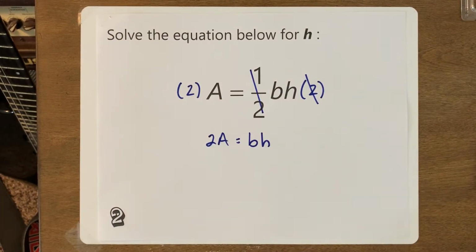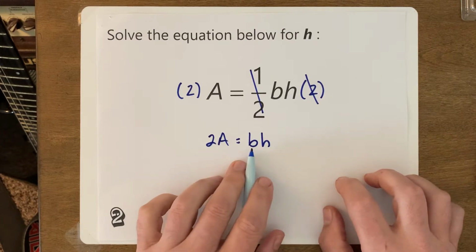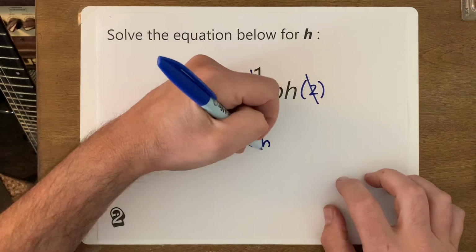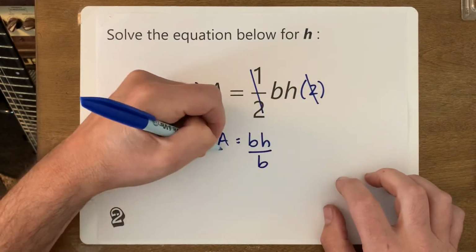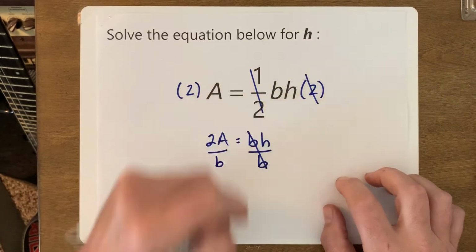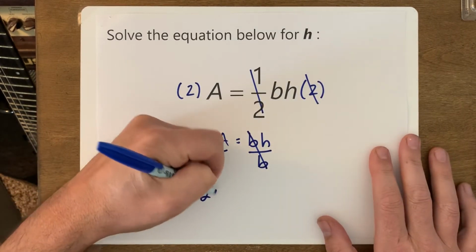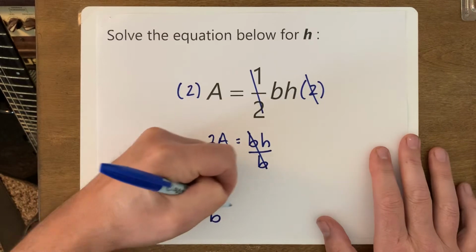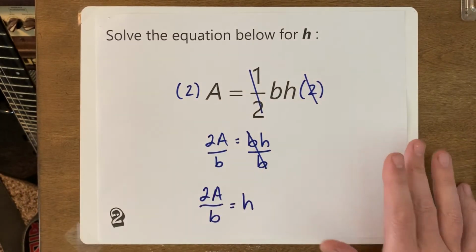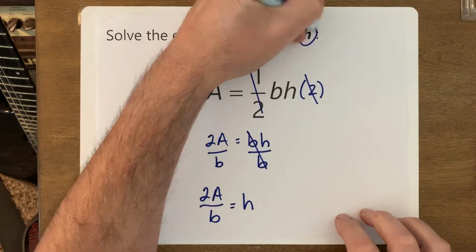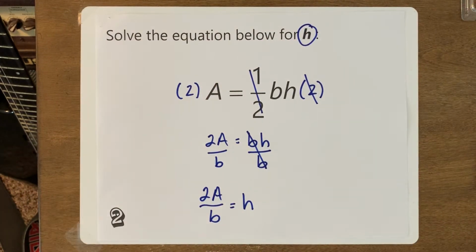Now I want to get rid of the b because that's tying me up here. It's being multiplied, and the opposite of multiplication is division. So I'm going to divide both sides by this b right here. Cancel those out because those are multiplicative inverses. And now I have 2a over b is equal to h. So now h is by itself. Even though it's on the right-hand side, it's still by itself. That's the main goal: to get the variable that you want by itself, and it is.